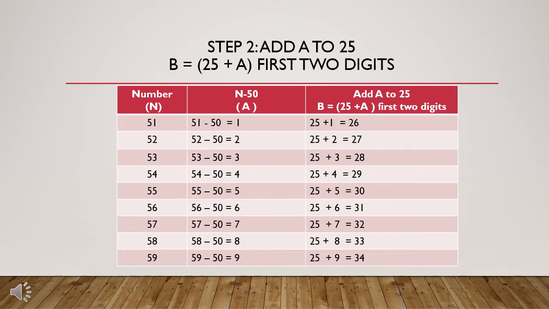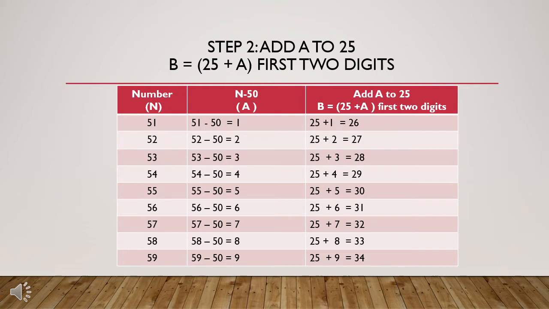Now what will we do with this 1? We'll add this 1 to 25, and what do we get? 26. And what is 26? That is the first 2 digits of our result. Got it? Okay, let's take another example. Suppose we have to find the square of the number 52. The first step is 52 minus 50, which equals 2. Now we'll add 2 to 25, which equals 27, which is our first 2 digits.